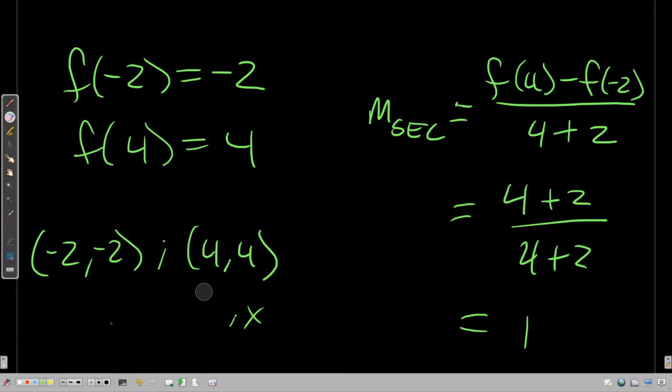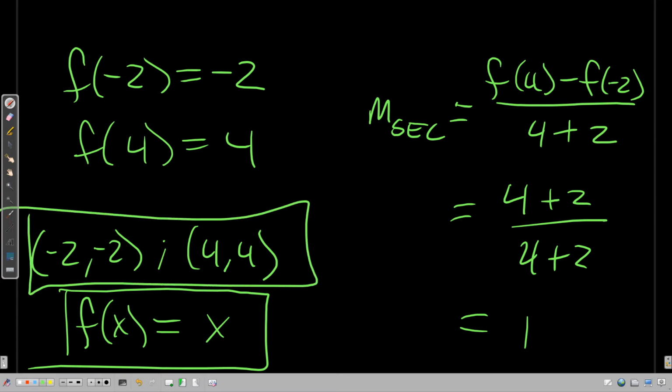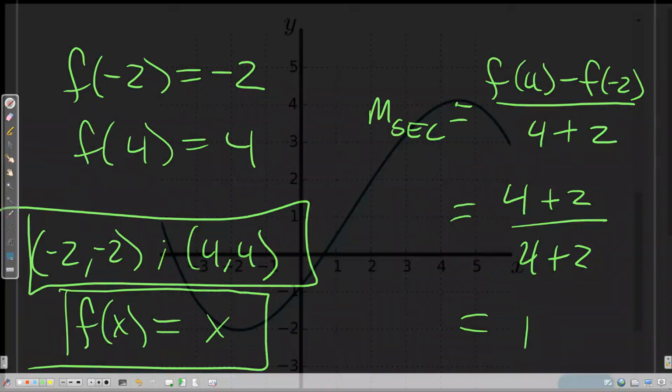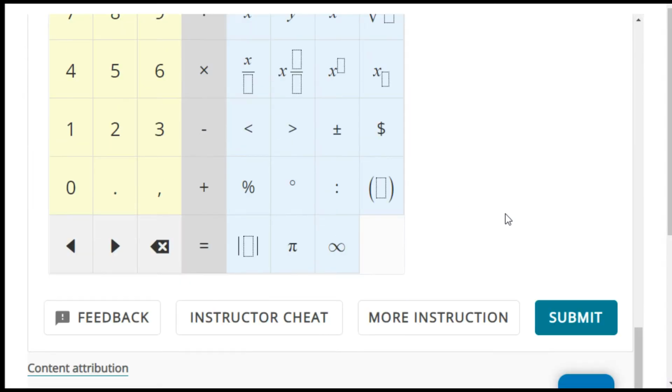That means your function is just some transformation of the identity function. Actually, it's not even a transformation. The equation for that secant line is this. It would have to be. No other linear function is going to do that. So you could have just been clever and stared at the picture.